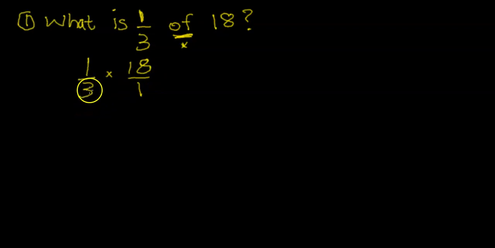So once you have this, this is a multiplication. You look at the tops and then at the bottoms. Look for common factors, factors that can divide the tops and the bottoms. Here we can see that 3 can divide 18 by 6, so basically our answer is 6. So 1/3 of 18 is going to be equal to 6.